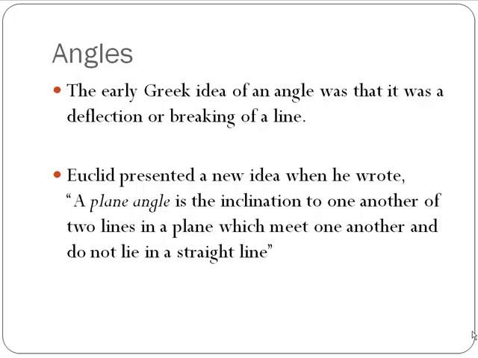The early Greek idea of an angle was that it was a deflection or a breaking of a line. And so they thought of it as one single line that kind of bounced off something or was broken. Euclid, in his Elements, presented a new idea when he wrote that a plane angle is the inclination to one another of two lines in a plane which meet one another and do not lie in a straight line. So we've got these two different lines that cross each other, and then the amount that one is inclined to the other is the angle.